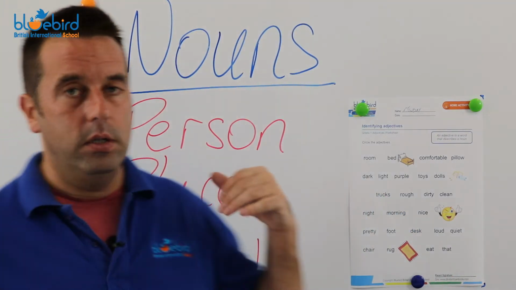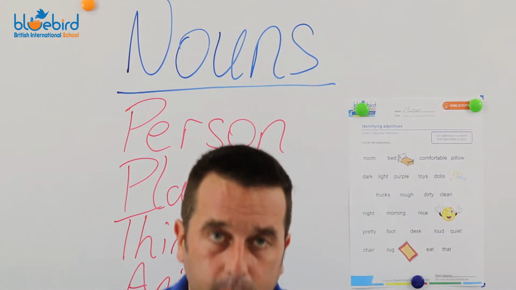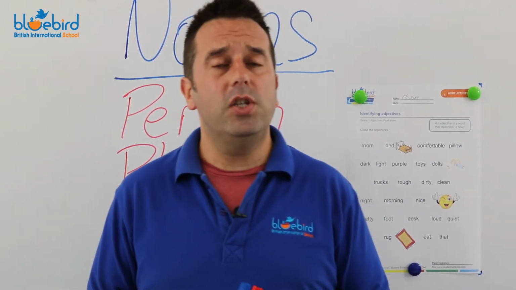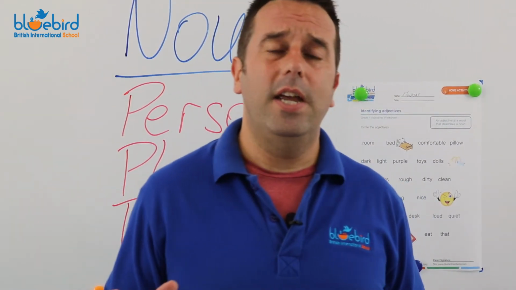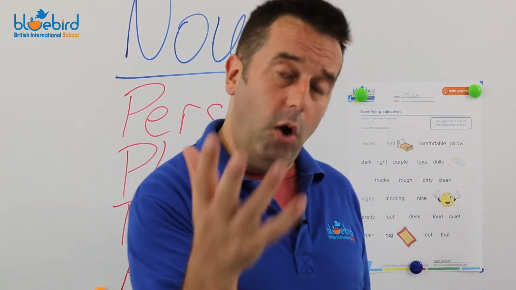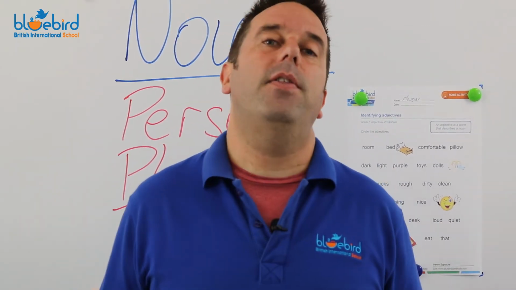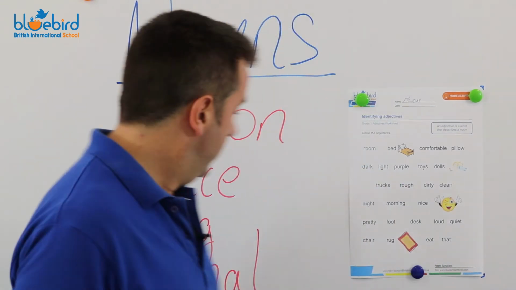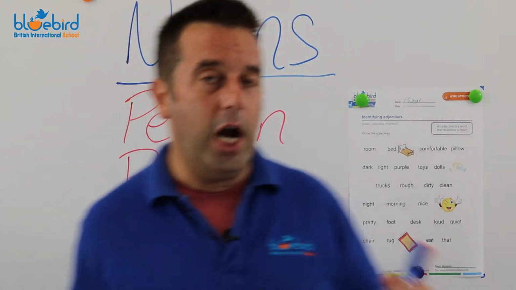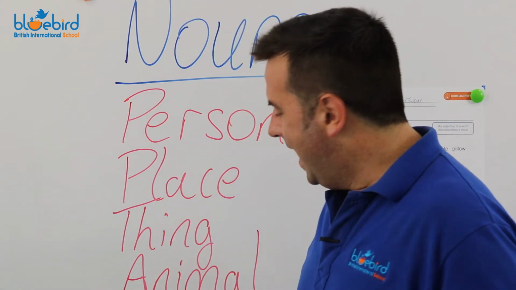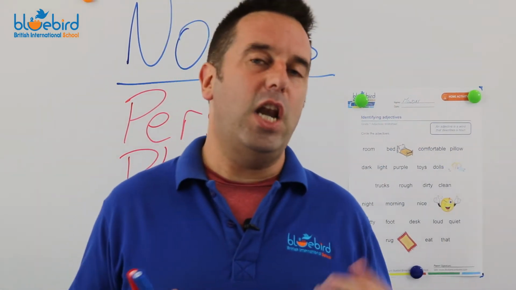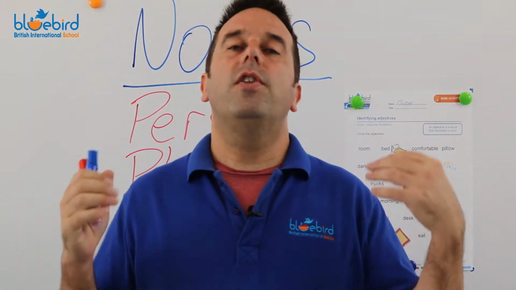A person. Is a person short, tall, large, thin? A place. Is it clean? Is it dirty? Is it old? A bit like a person, old, young. You're describing things. A thing. Is it sharp? Is it rough? Is it smooth? And then an animal. Again, large, small. So this is what you're doing.